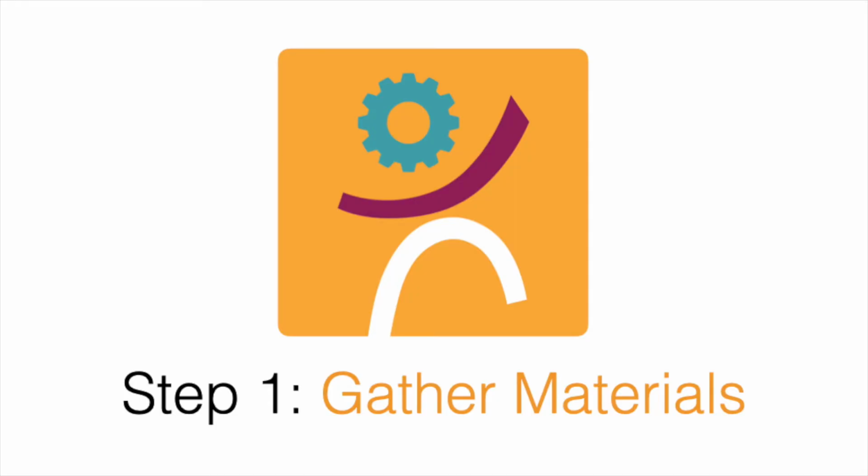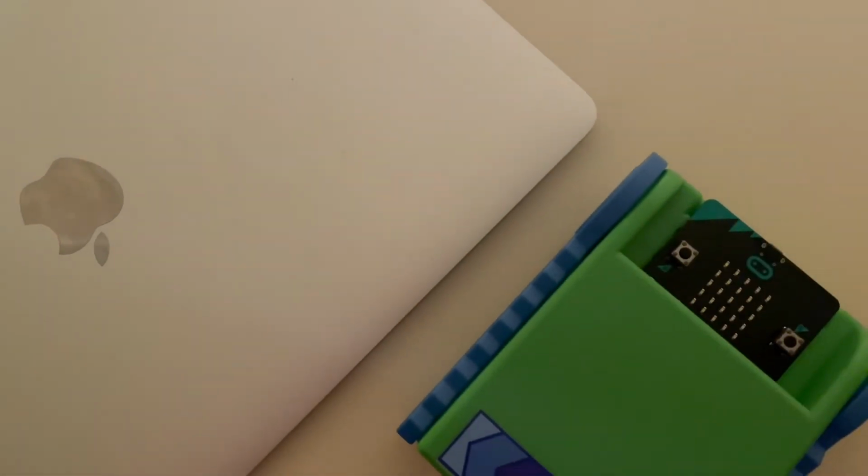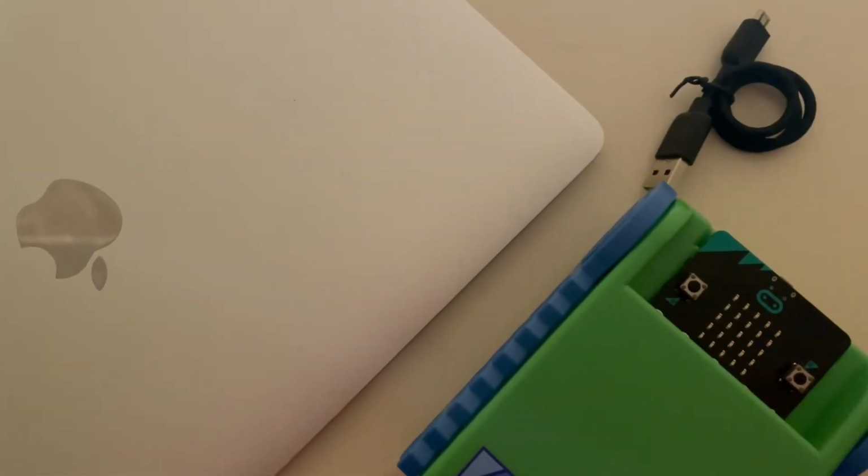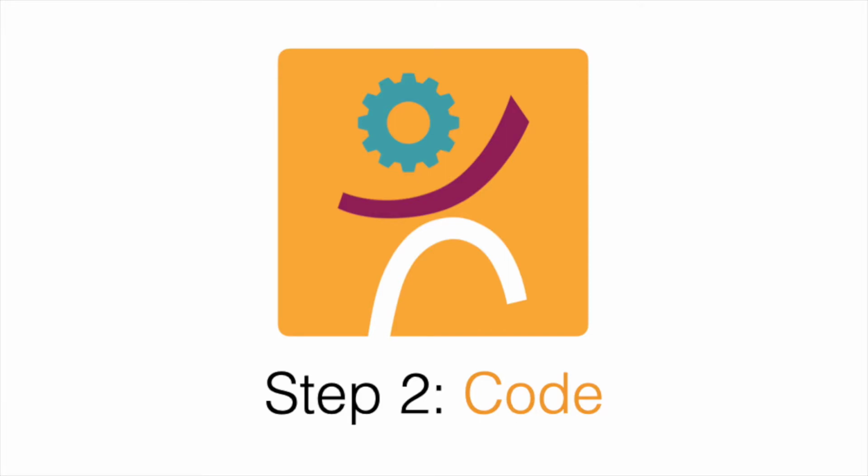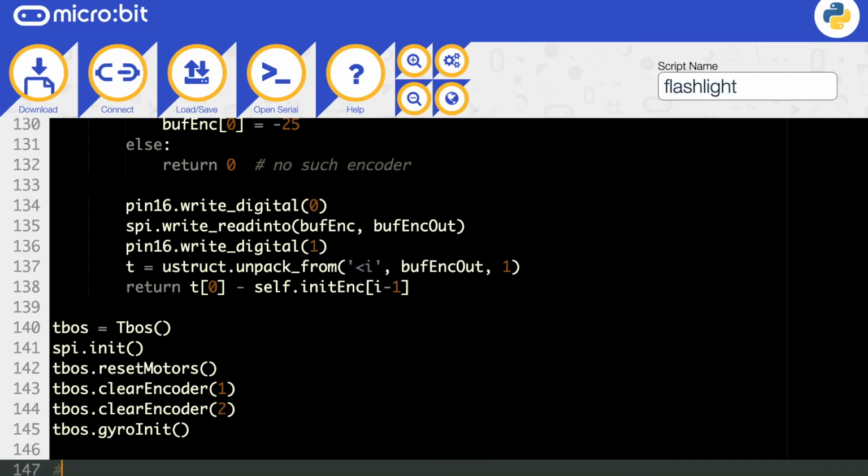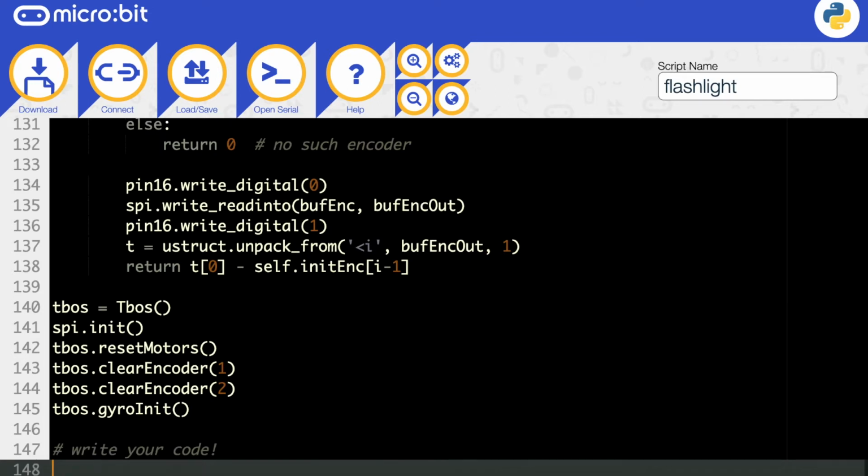Step 1. Gather materials. Gather a computer, a Trashbot, and a micro USB. Step 2. Code. Code a program that activates or deactivates the screen when button A is pressed and turns on strobe when button B is pressed, which means it flashes 5 times in 1 second with even intervals.